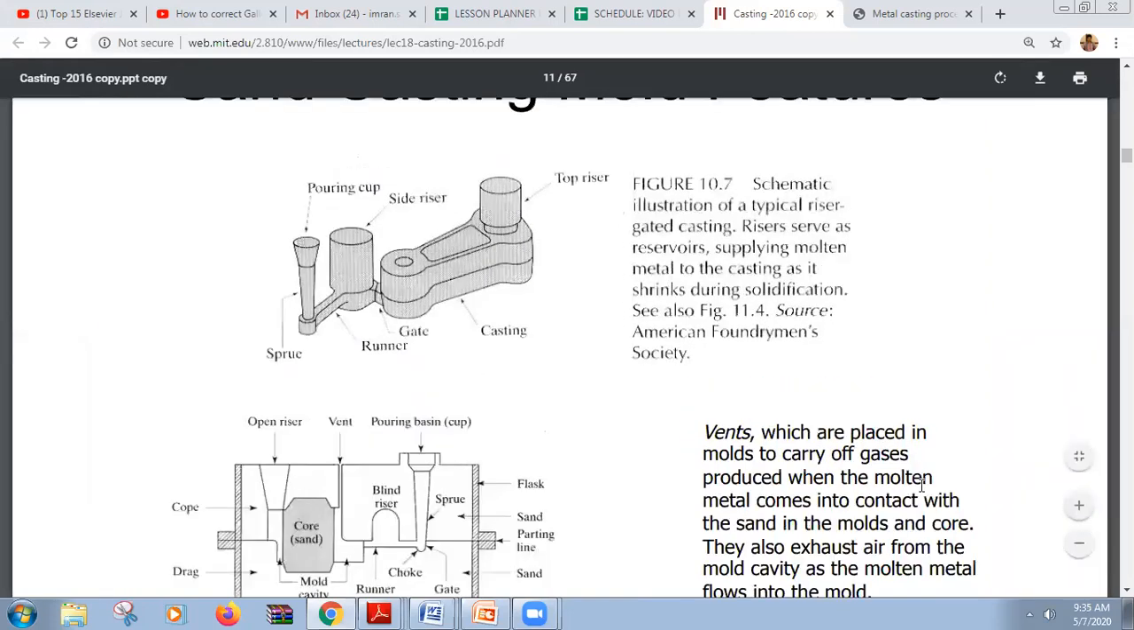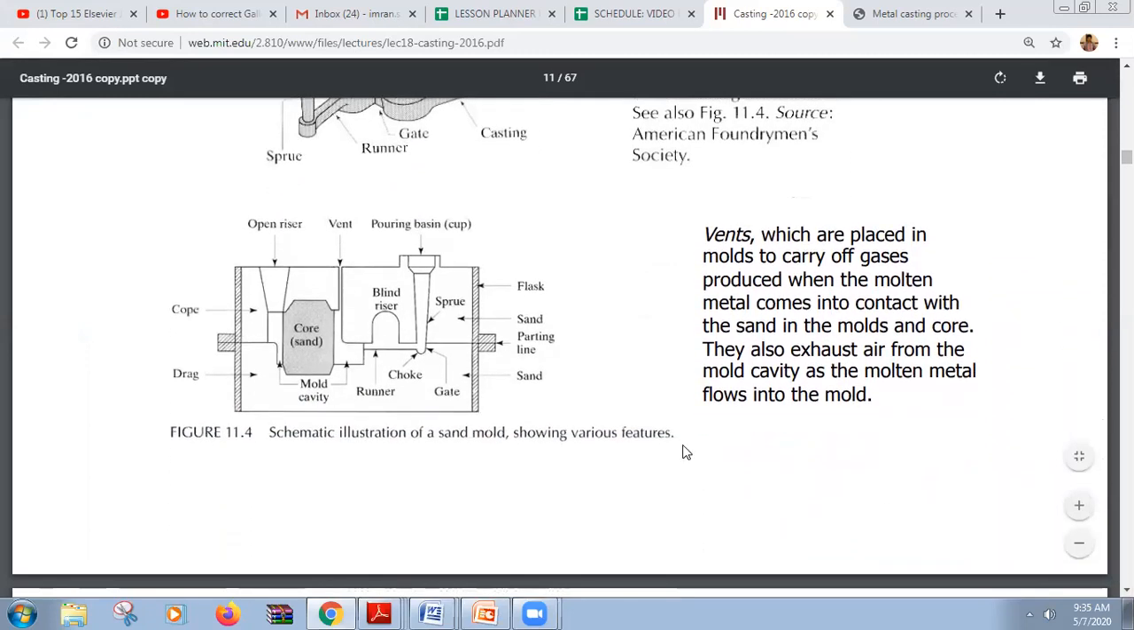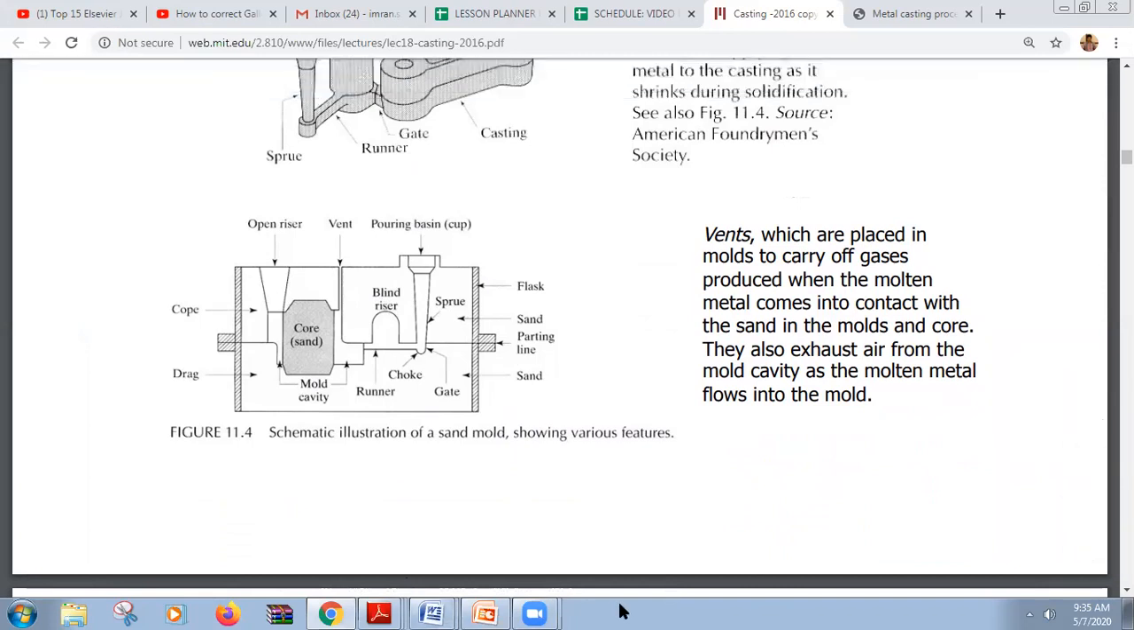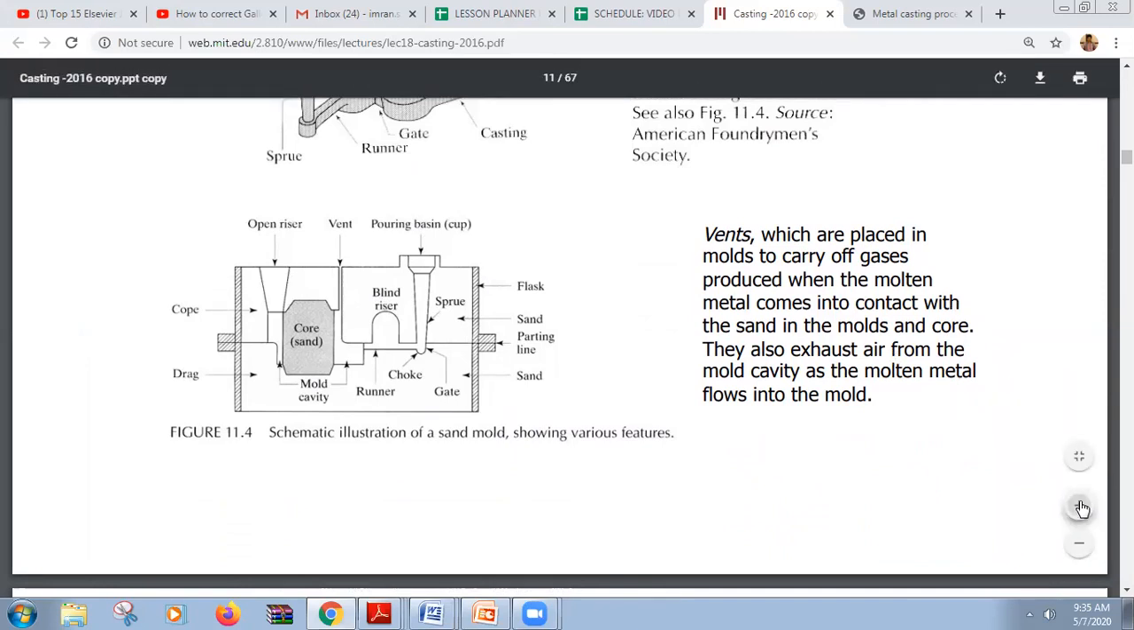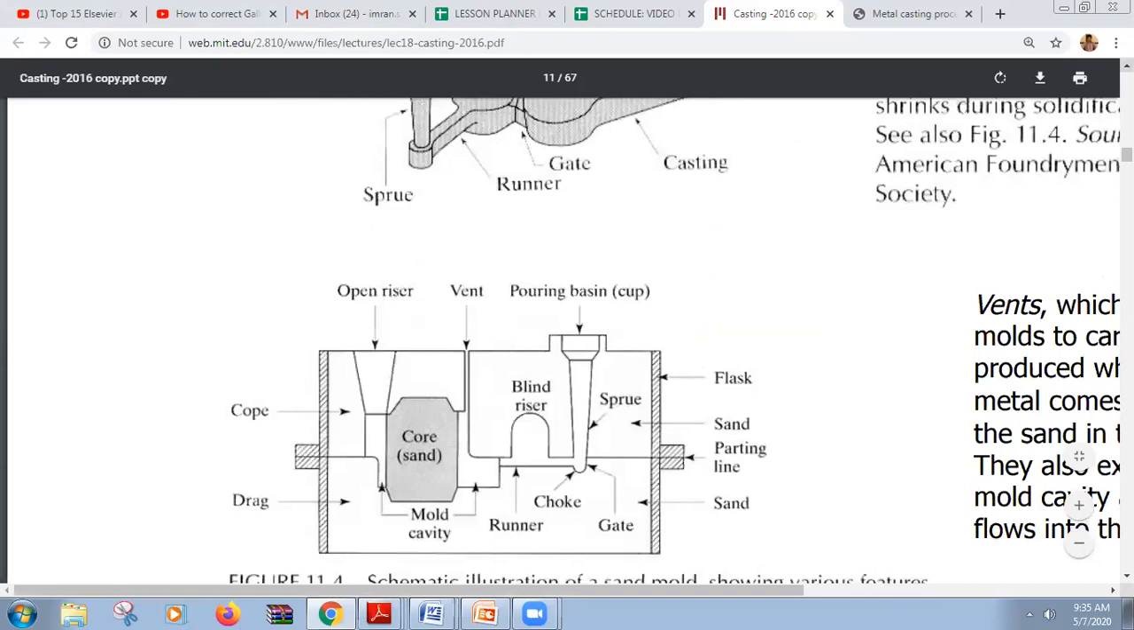And the most important picture is this, and we'll discuss this part. This is the schematic illustration. This is the most important figure of casting. In this figure, we'll be knowing what the different components and different parts are, and how this casting takes place.